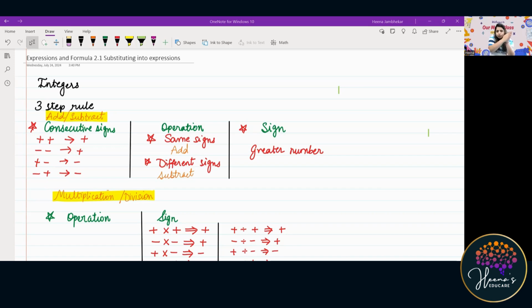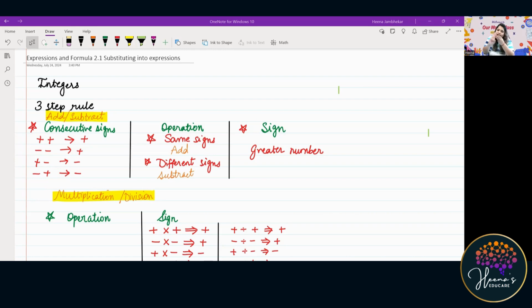After doing the consecutive signs, you will move on to the second step, that is operation. Whenever you see same signs, you're going to add. And if you see different signs, you are going to subtract. As easy as that. Now, the third thing that you will have to remember is sign. The sign should always be of the greater number.